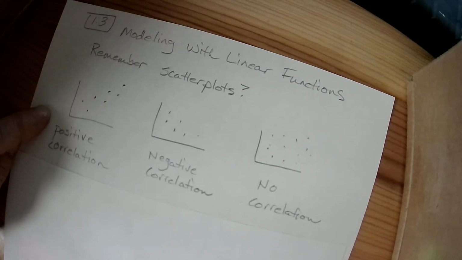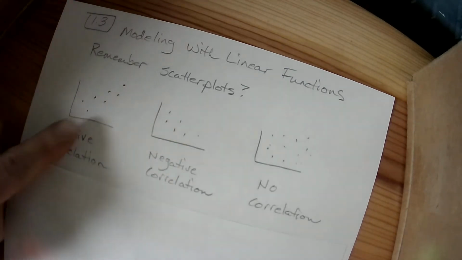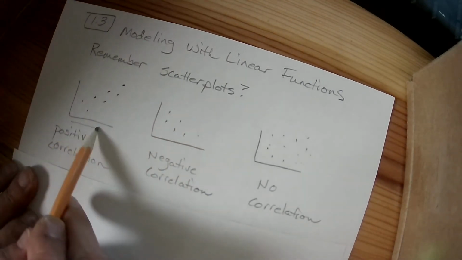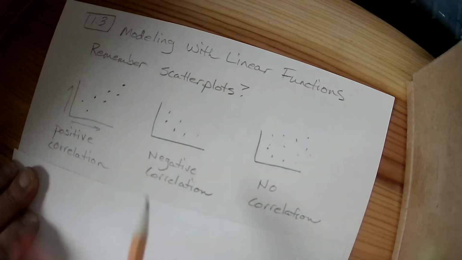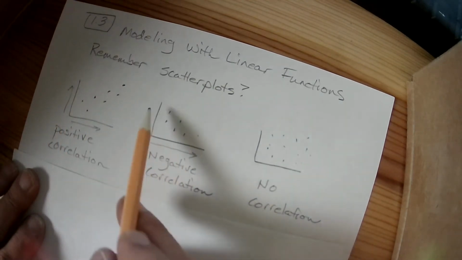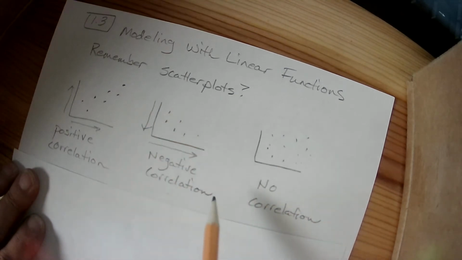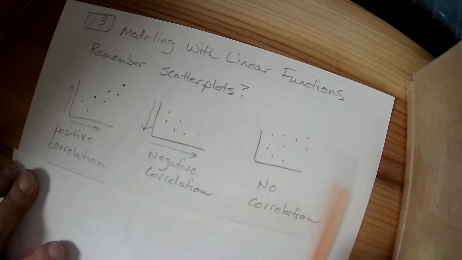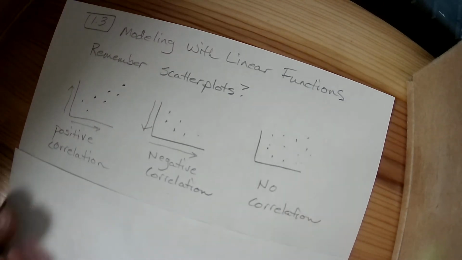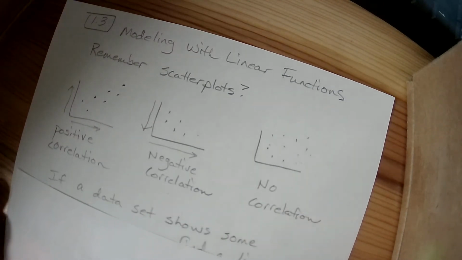That's going to show a positive correlation. Notice how they're all kind of moving in the positive direction. So in other words, as x gets larger, so does y. A negative correlation shows that as x gets larger, y gets smaller. And if you have dots all over the place, obviously there's no correlation between those two values, whatever the data is showing.